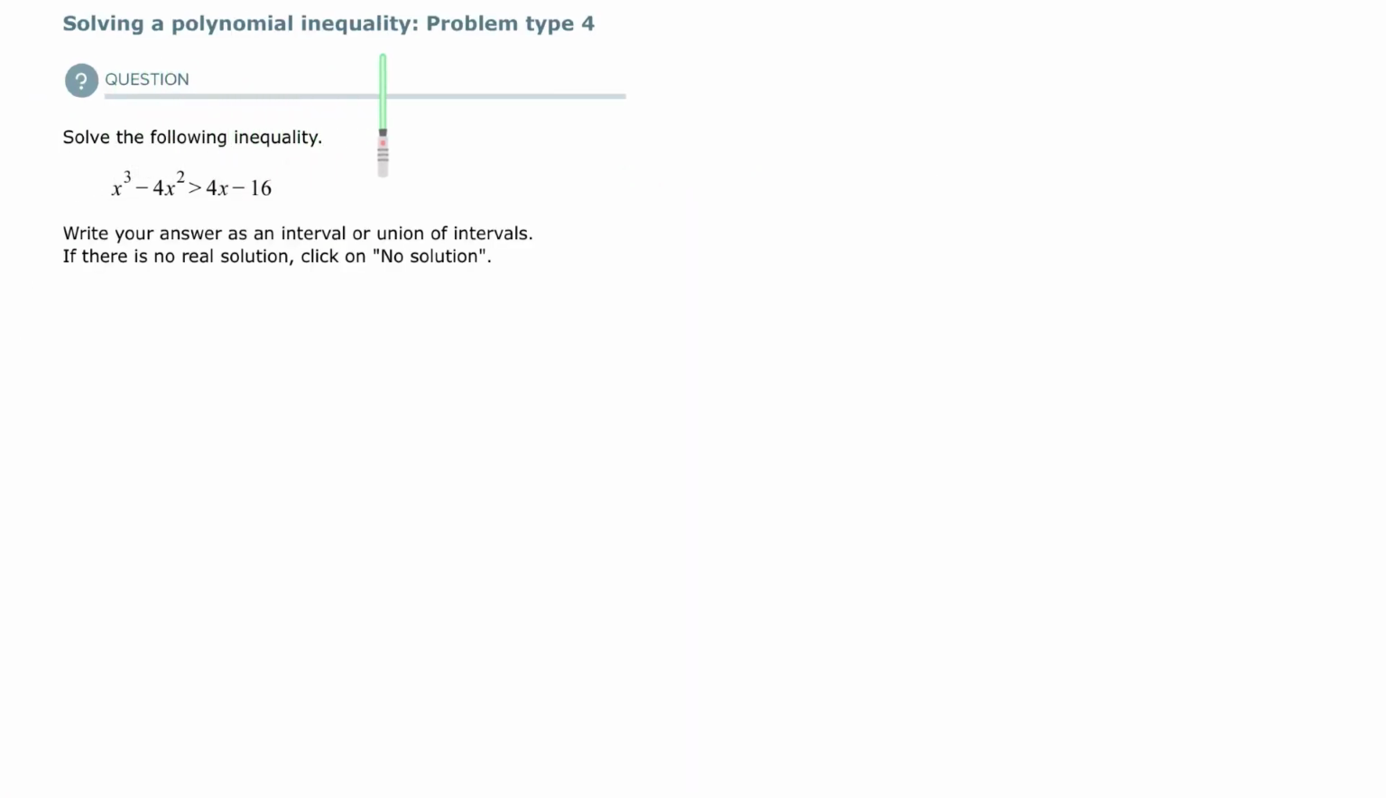Solving a polynomial inequality. Solve the following inequality. x cubed minus 4x squared greater than 4x minus 16. The first thing you want to do is isolate this inequality in a way that you could see a polynomial. So we want to put our polynomial on the left side of this symbol here. What equivalent inequality will we get? You should get this, x cubed minus 4x squared minus 4x plus 16. We want to know, is this polynomial greater than 0?